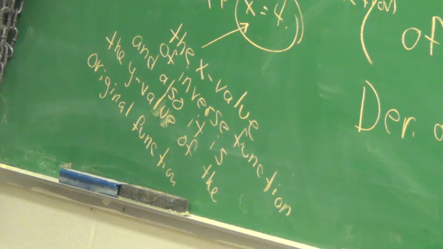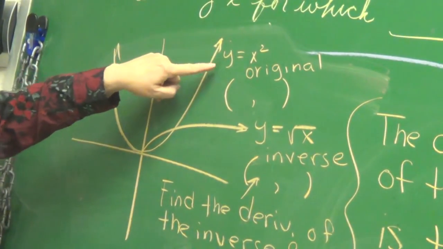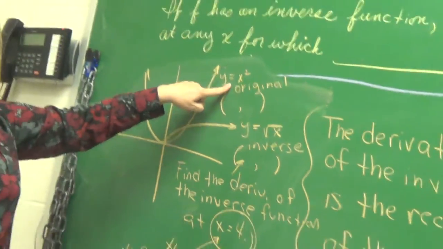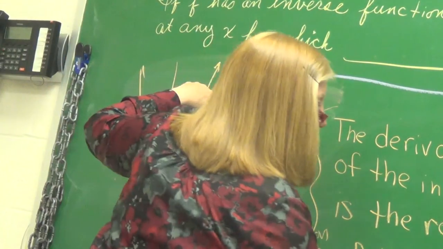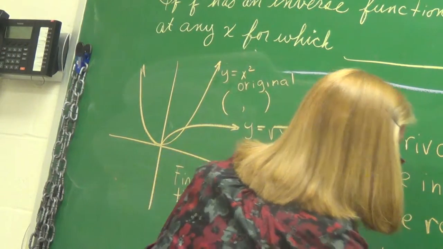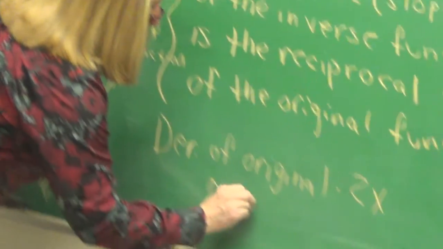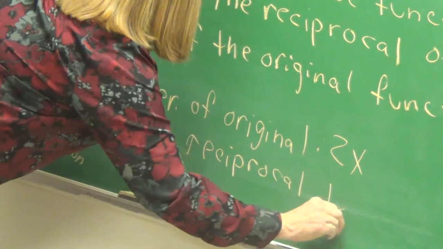We've learned there's a relationship between the two derivatives. We're being asked for the derivative of the inverse, but if we know the derivative of the original, we just take the reciprocal of it. So what's the derivative of y equals x squared? That's what I'm asking you, Jonathan. 2x. Right, 2x. So then you want the reciprocal of that, which is 1 over 2x.